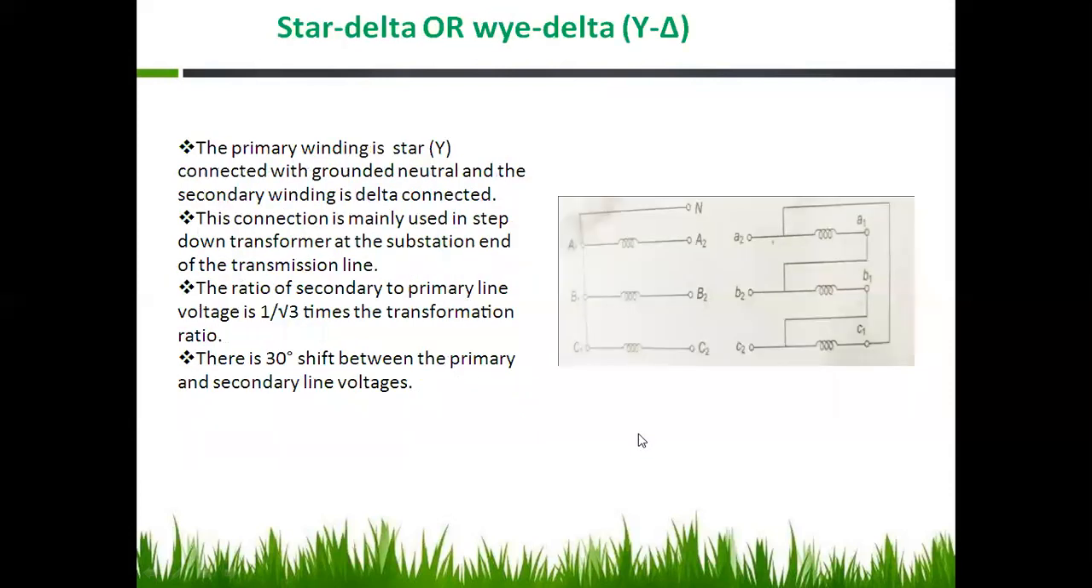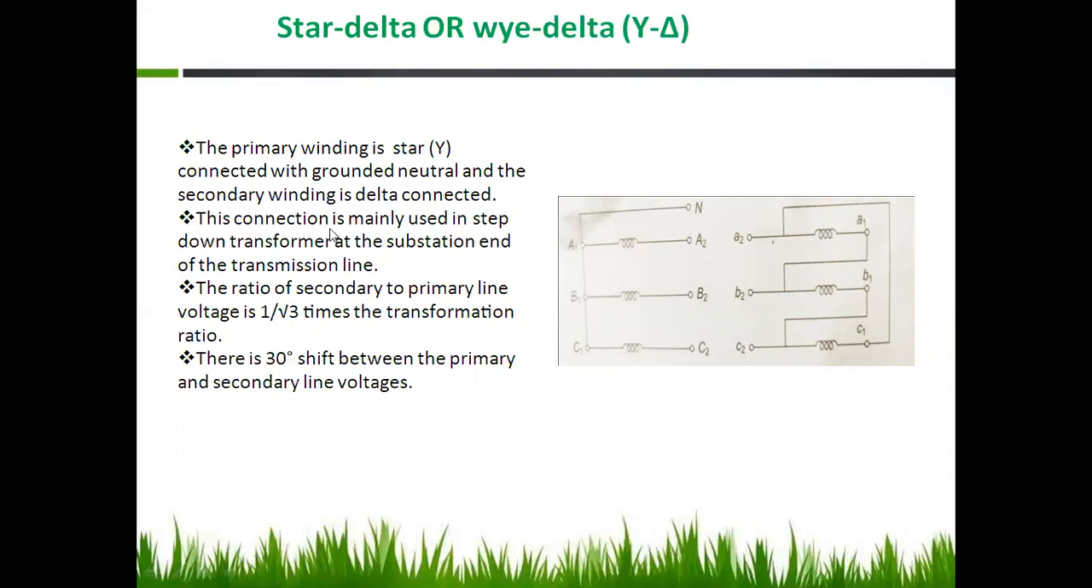So another important connection is known as star-delta or Y-delta connection. That is, the primary is connected in star, as is clearly seen, and the secondary is connected in delta. The primary winding is star connected with grounded neutral, which we have already seen, and the secondary winding is delta connected.